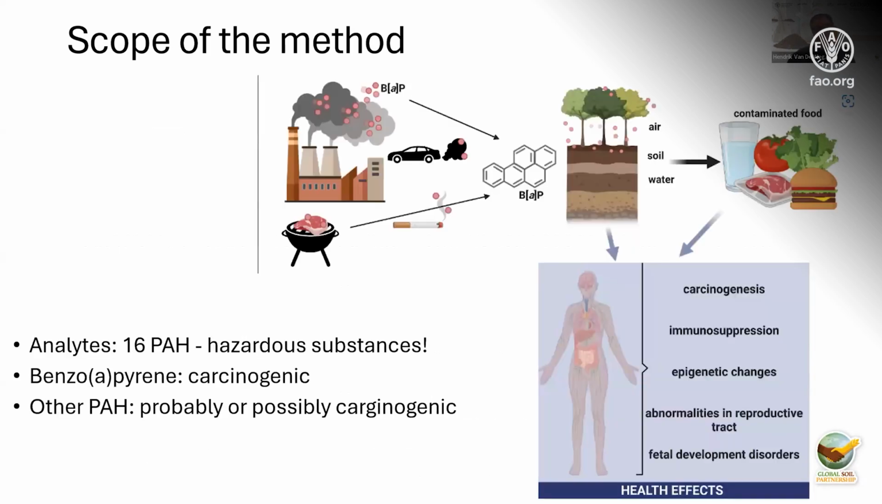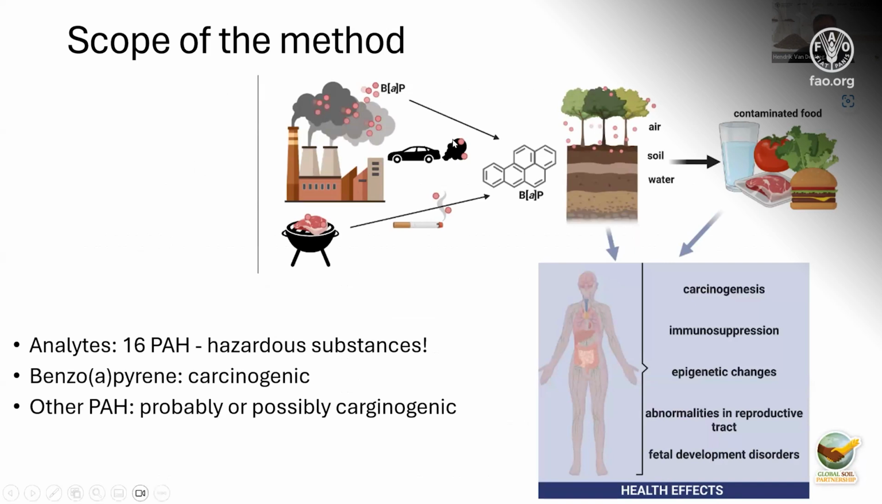Why are these so important? Why do we measure this in soil? Well, these 16 PAHs are hazardous substances. For instance, benzo[a]pyrene is proven carcinogenic, and the other 15 are probably or possibly carcinogenic.